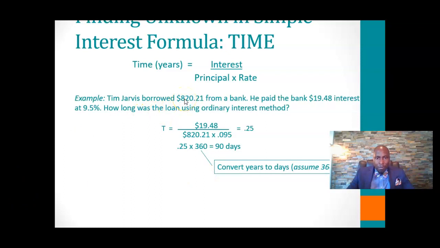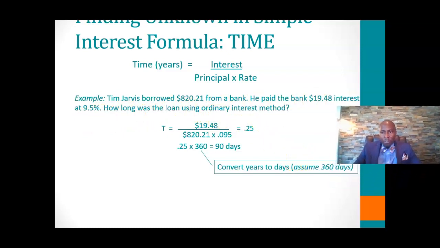We know the principal amount, the amount of interest that we paid, and the rate. And we're asking what was the length of time for this particular transaction. So time equals interest divided by principal times rate. Interest was $19.48, the principal amount is $820.21, and the rate is 0.095. The answer comes out to be 0.25. And we're simply using the original amount to get a number of days: 0.25 of 360 gives you a total of 90 days.